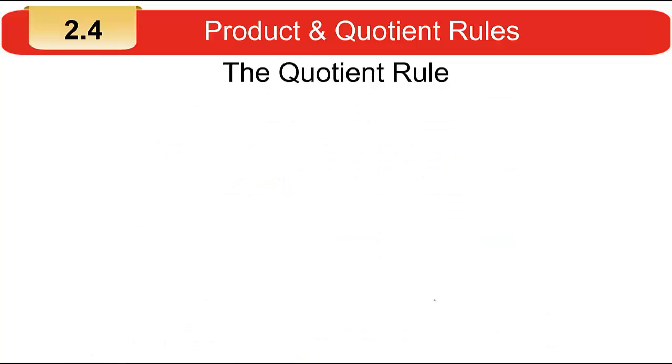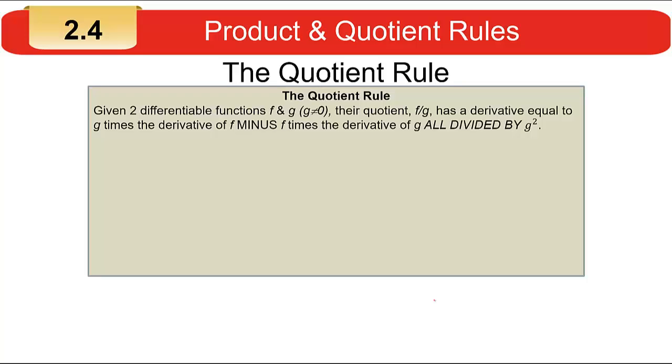Now, what about quotients? We talked about products. The product rule isn't as simple as it could be, but it's not so bad. The quotient rule is not as simple as you might hope it would be, and it's a little bit worse than the product rule. If you've got two differentiable functions f and g, as long as g is not 0, the quotient f divided by g has a derivative that's equal to g times the derivative of f minus f times the derivative of g, all of that divided by g squared.